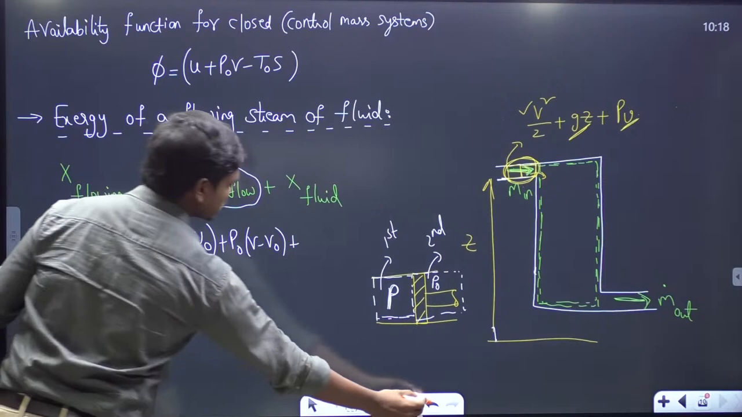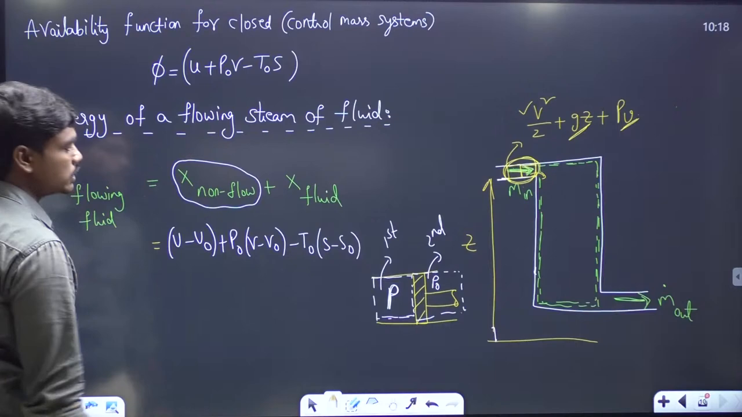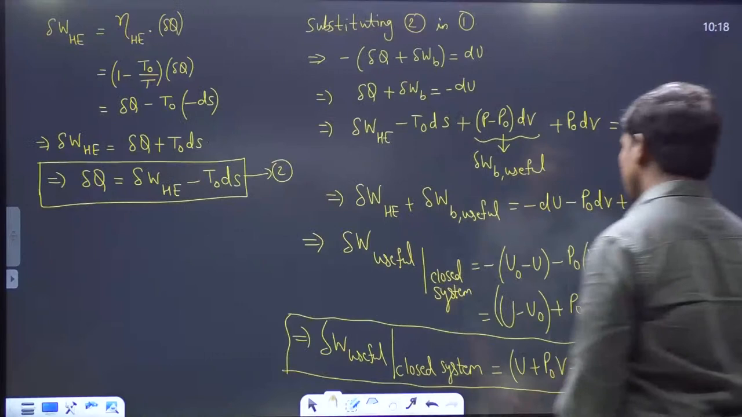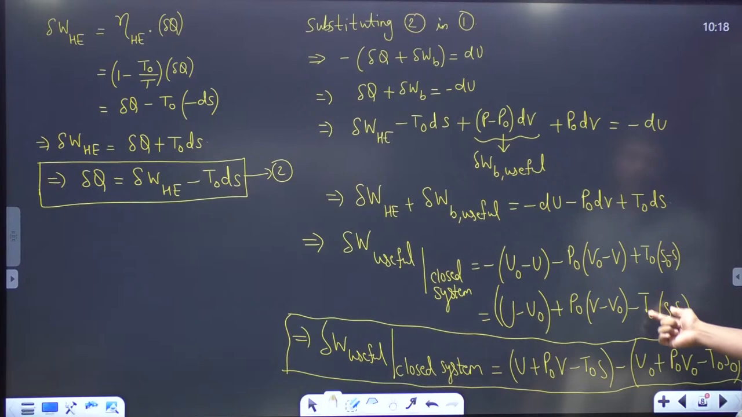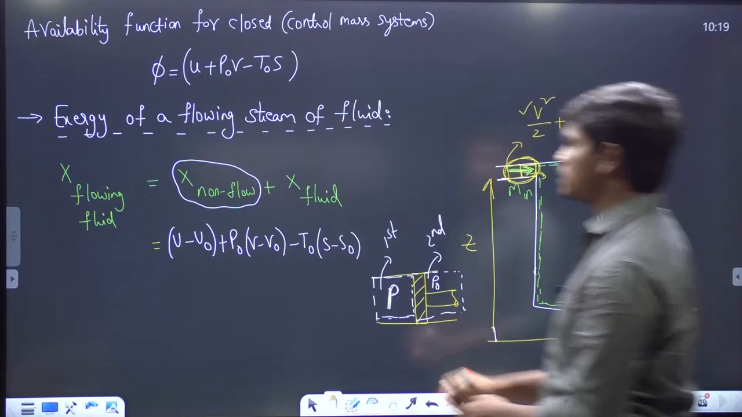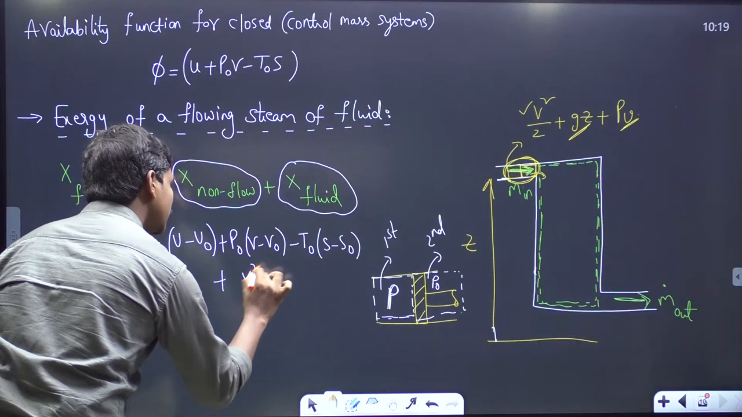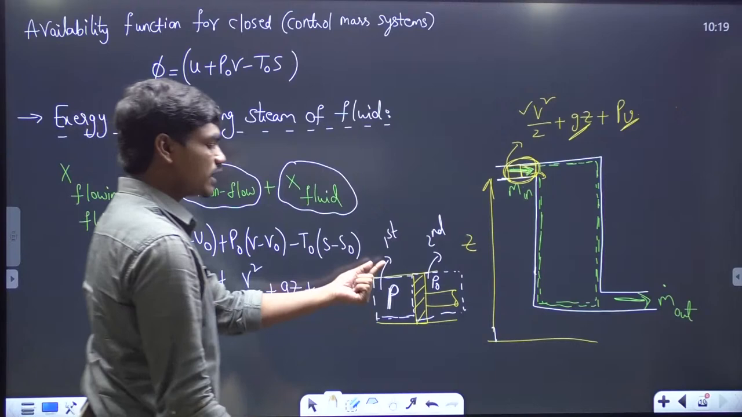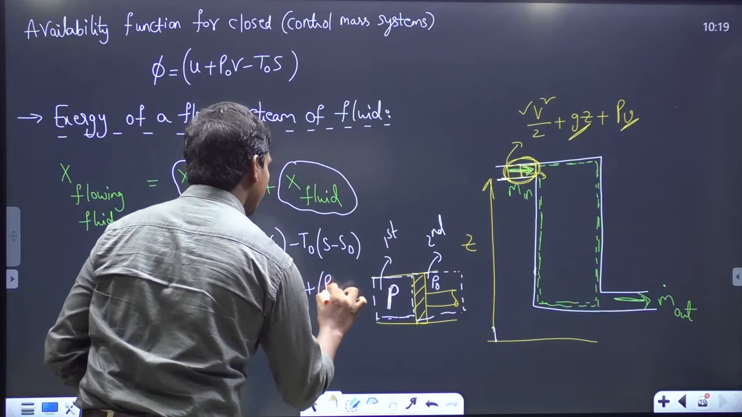This is what you have as the flow energy, as the exergy of this non-flow system, which we attained in yesterday's class as the final expression, correct? U minus U naught plus P naught into V minus V naught minus T naught into S minus S naught. So if this is the exergy of a closed system, to this exergy we need to add the exergy of this fluid, which is the energy possessed by this fluid, some kinetic energy plus potential energy plus, if the specific volume is V at this instant, then the total useful work that it's doing is P minus P naught into V, because we assume that the ambience is at a pressure P naught.